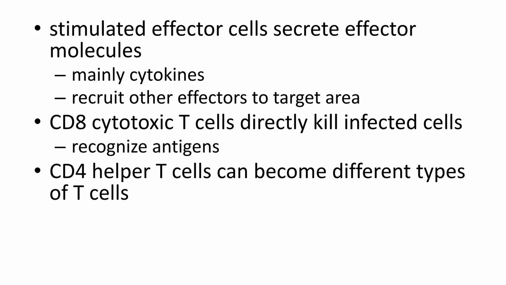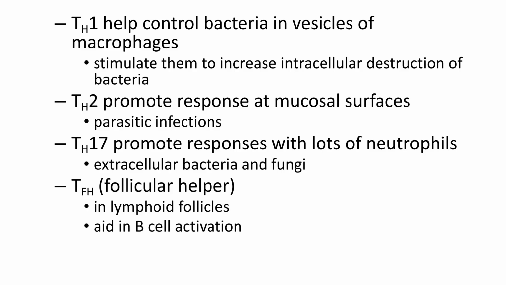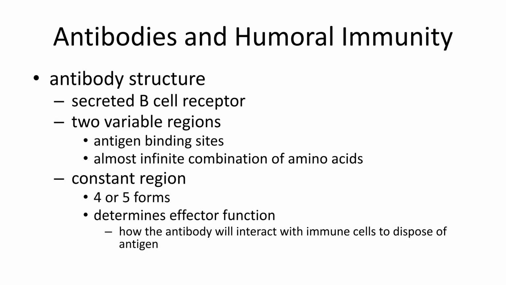CD8 cytotoxic T cells directly kill infected cells, while CD4 helper T cells can differentiate into different types of T cells. Th1 cells help control bacteria in macrophage vesicles. Th2 cells promote responses at mucosal surfaces, particularly against parasitic infections. Th17 cells promote responses with neutrophils against extracellular bacteria and fungi. TFH cells aid in B-cell activation within lymphoid follicles.